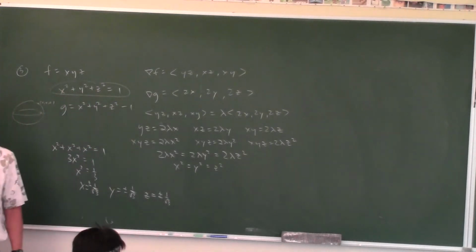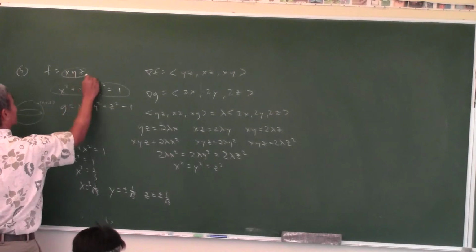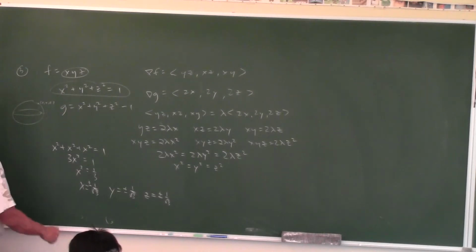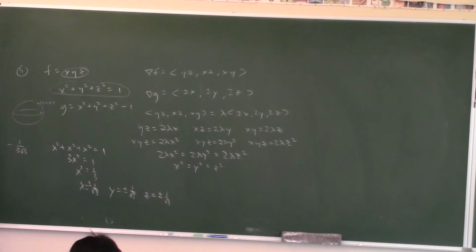So what's the question? It says minimize. So to get this to be a minimum, what has to happen? It has to be 1 or 3 of them negative. So the minimum value would be negative 1 over 3 root 3. And then what about the maximum? Yeah, for the maximum they would all have to be positive, or 2 of them gotta be positive. So we would get 1 over 3 root 3.